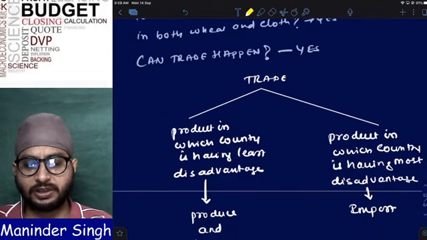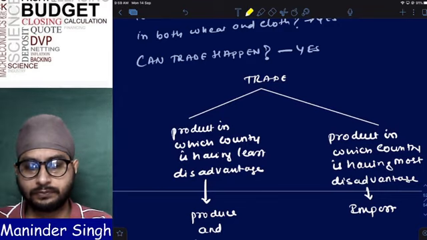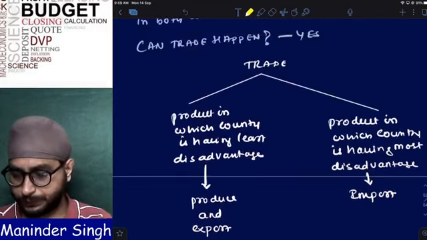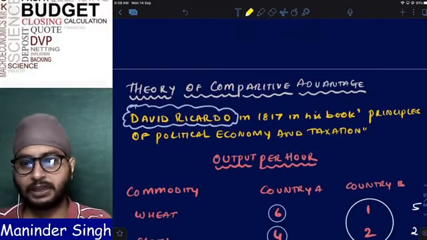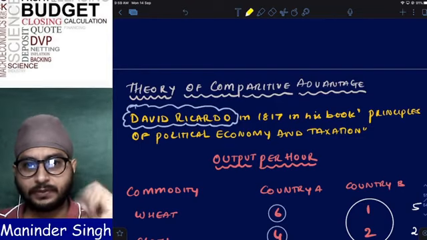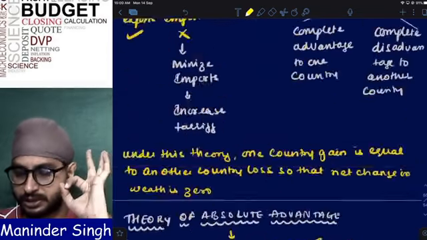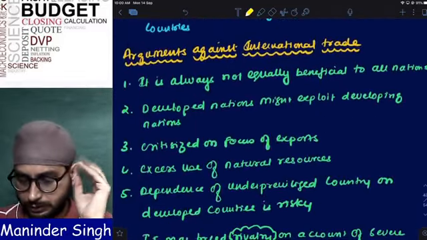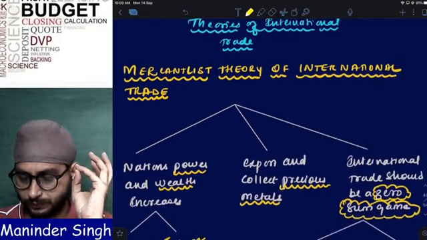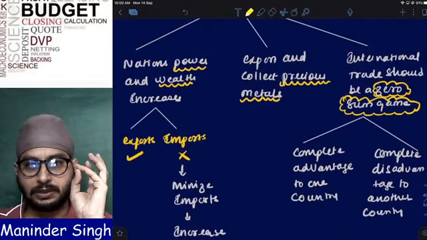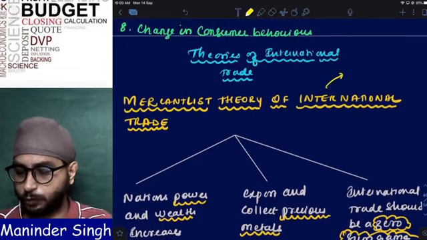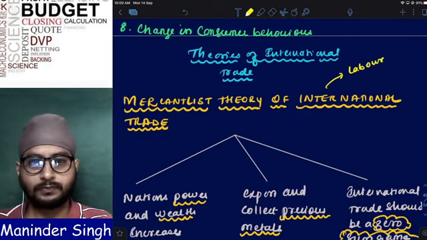Any doubts in this theory? Small theory, simple theory, the theory of comparative advantage, right? Till now, was the problem clear? Till now, what are we taking into consideration? Production, right? Remember one thing, the first three theories basically focused on what? Now see here, listen very carefully. The first theory we studied was Mercantilist theory. Mercantilist theory focuses on labor production, right?